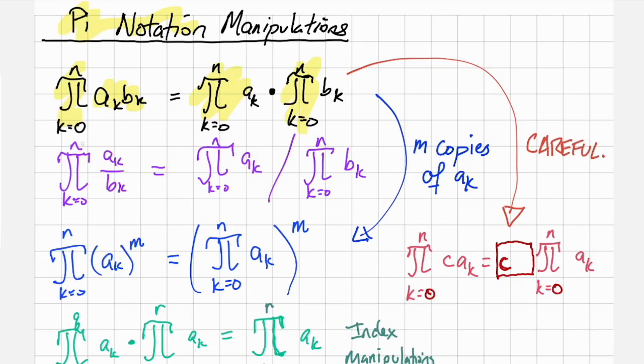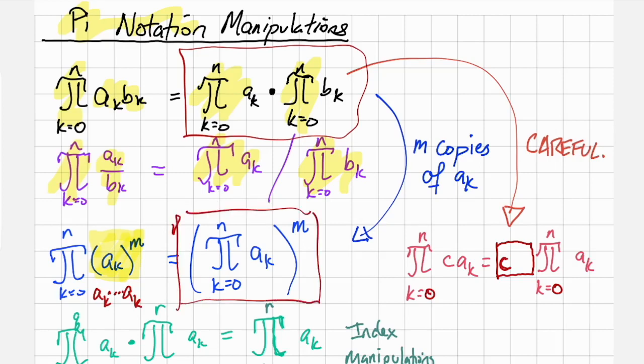Similarly, if we have the product of a quotient of a sub k and b sub k, then we can write this as the quotient of the individual product of a sub k divided by the individual product of b sub k. In pi notation, there's also a manipulation that involves multiple copies of a sub k. We can think of this as the product of m copies of a sub k. We can apply our product manipulation from above and see that this becomes the product of m individual copies of this same thing, the product from k equals 0 up to n of a sub k.